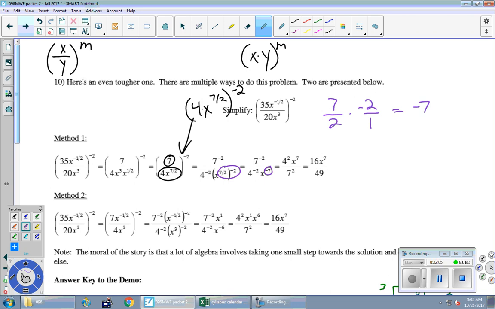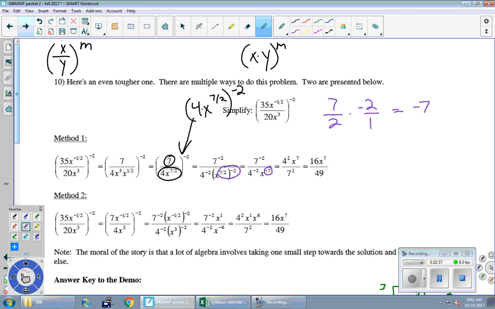Any negative exponent we know we're supposed to move. So what happens to the 7? 7 to the -2 moves to the bottom because it's currently on top. It changes to 7 to the +2. What happens to the 4 to the -2? Move that one up. x to the -7, move that one up. Now the exponents are all positive. That's wonderful. And then finally just do the calculations. 4 squared and 7 squared become 16 and 49.